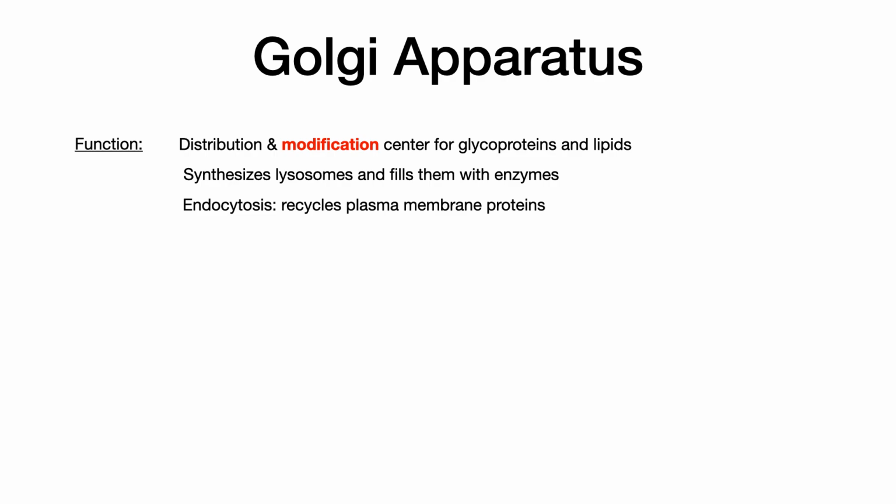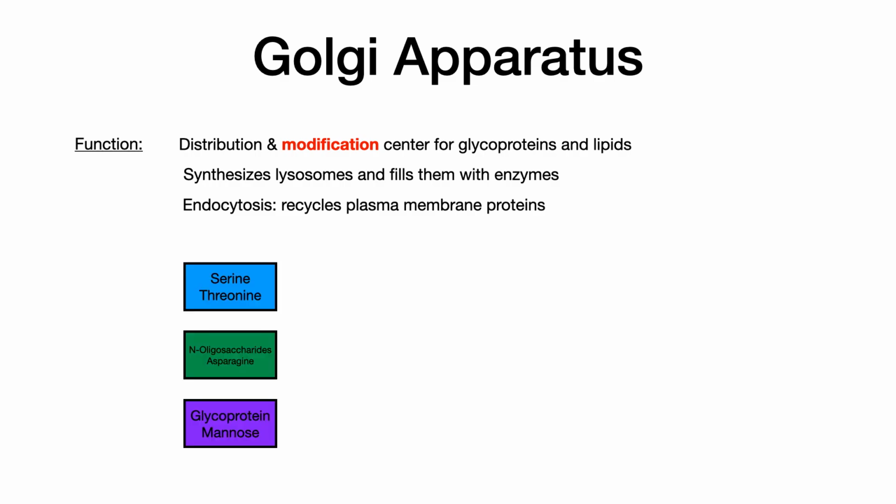So the Golgi apparatus is responsible for distribution and modification, specifically for glycoproteins and lipids. It synthesizes lysosomes and it fills them up with enzymes. And then the Golgi will communicate with those lysosomes, and so all of this is pretty much linked. It's also responsible for an element of endocytosis, so it recycles plasma membrane proteins. By and large, the most important thing to know about the Golgi apparatus is modification. So it modifies different residues and essentially tags things so that all of the organelles can function together.